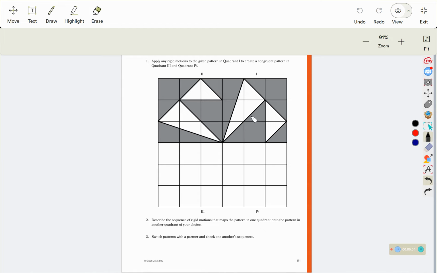You do not have to continue those patterns. You could do a reflection or a translation. It's up to you, but I would like to continue the pattern here. So I'm going to rotate 90 degrees to fill in quadrant 4. So I'm going to write that down here. I rotated quadrant 1 90 degrees to create quadrant 4.